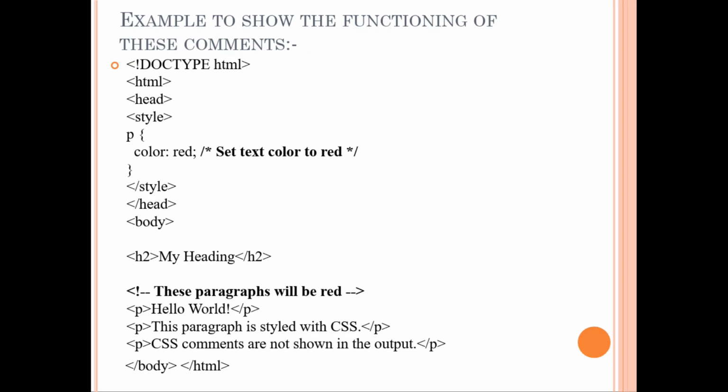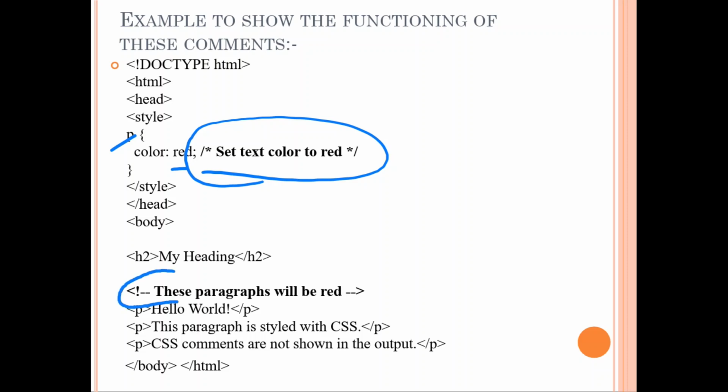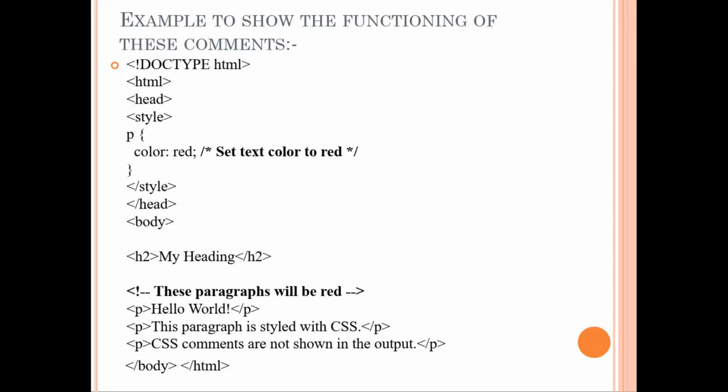Here we have changed the property of the p tag and made a comment here. Set the color to red. Here we have used a comment in HTML. Okay, so by this you can use comments in your web pages and web page coding. So this is all done in this lecture.